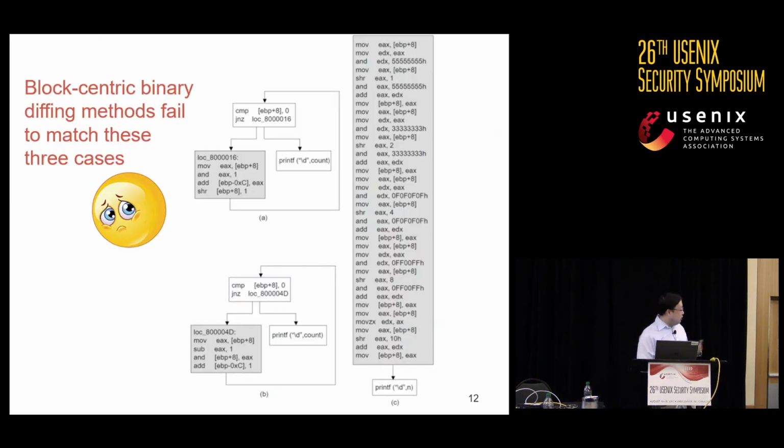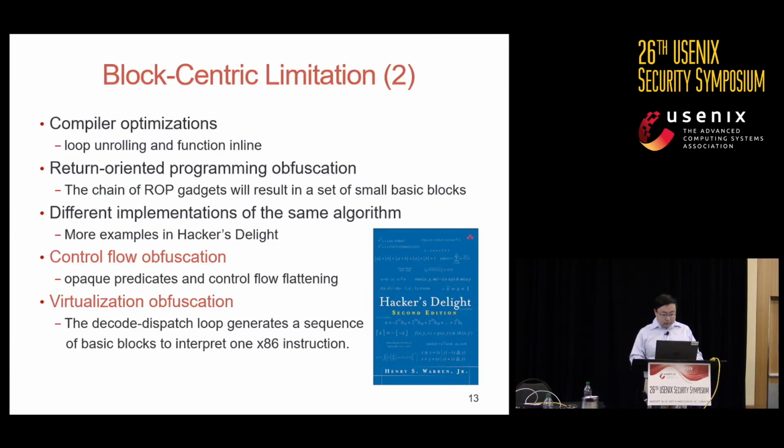And if we see their control flow graphs generated from the binary code, the highlighted part corresponds to the main part of the loop bodies. Unfortunately, all these block-centric binary diffing methods cannot match these three cases, because if we compare these highlighted parts, they show different semantics. And in our paper, we also summarize other obfuscations that can contribute to block-centric limitations. For example, common compiler optimizations, such as loop unrolling and function inlining, will eliminate the branch instructions.